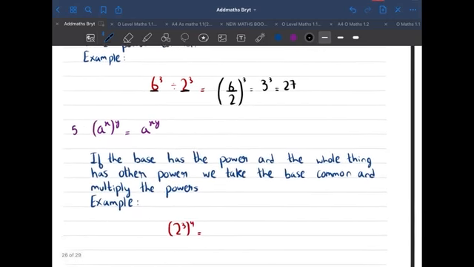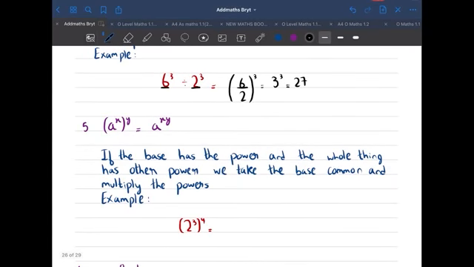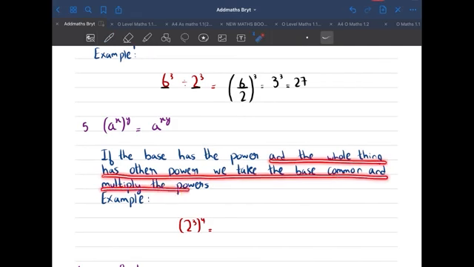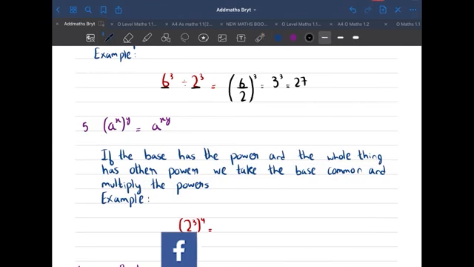Now comes rule 5. If the base has a power and the whole thing has another power, we take the base common and multiply the powers. So here, if it's written 2 cube power 4, it's going to become 2 power 12. And the answer of 2 power 12 is 4096. So if there is a power with another power outside the bracket, you multiply the powers and solve.